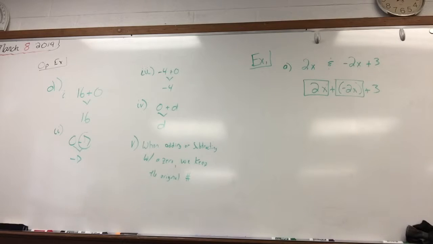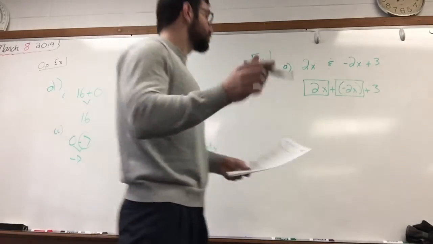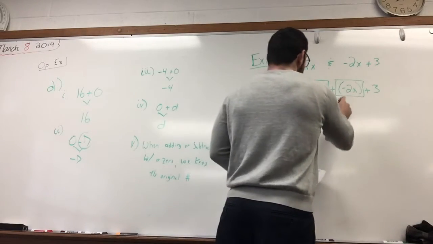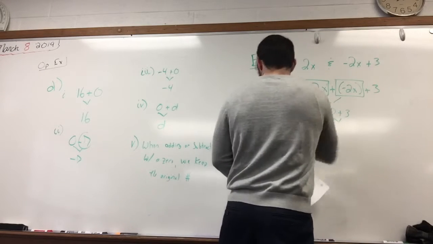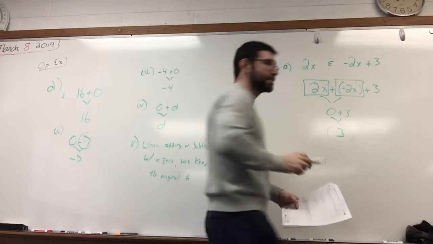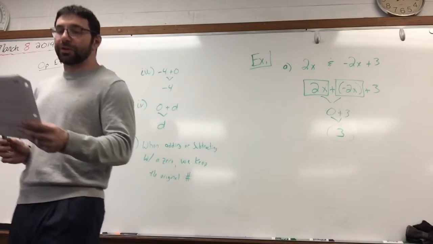Emma, it's the additive inverse. Folks, when I write stuff on the board, I want you writing it down. It's the additive inverse property. So 2x plus a negative 2x really gives me 0. 0 plus 3, what we learned over here, if I add anything with that 0, it just gives me that anything.